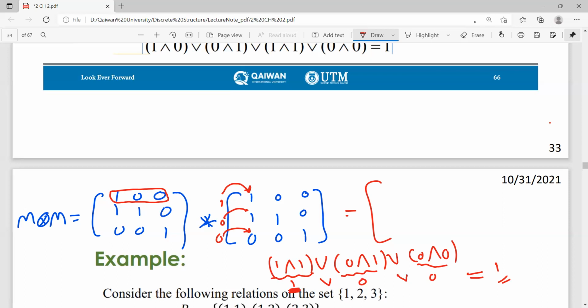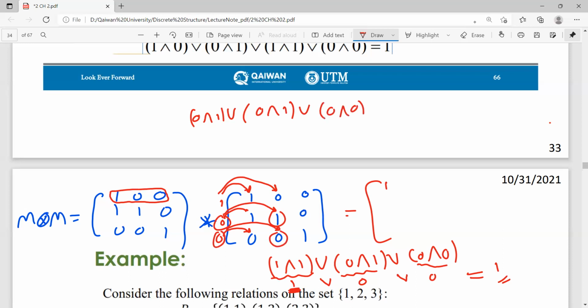Okay, so this is 1. So this element is 1, and then we multiply by the second column. 0 and 1, 0 and 1, 0 and 1, 0 and 0. This is 0, this is 0, this is 0 also, because we said only in one case it's 1, if both are 1. 0 or 0 or 0 is 0. So this element is 0.